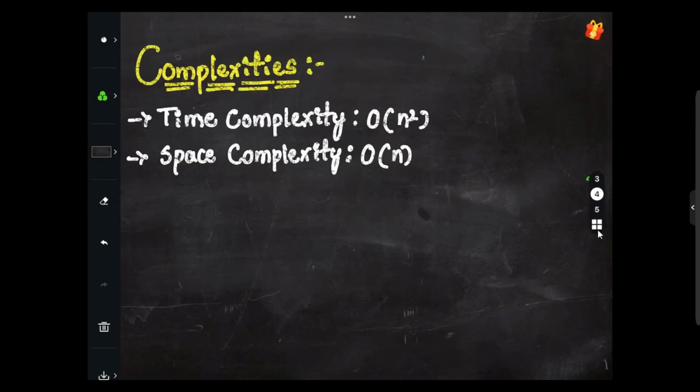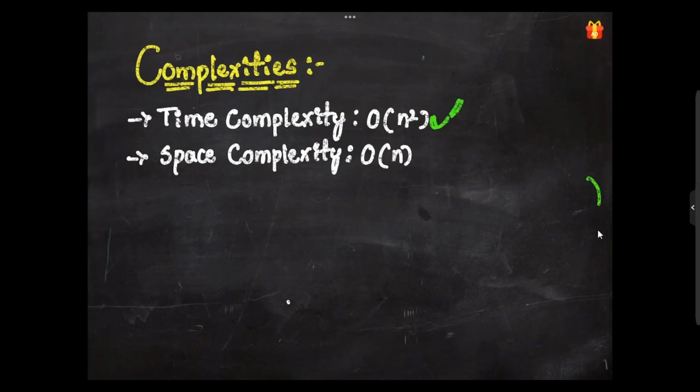Now as we are completely familiar with the approach, let's quickly hop into the complexities part. What will be the time complexity here? The time complexity would be big O of n square. And what will be the space complexity? The space complexity would be big O of n. So the time complexity and the space complexity for the code we'll be writing in the future would be big O of n square and big O of n respectively.